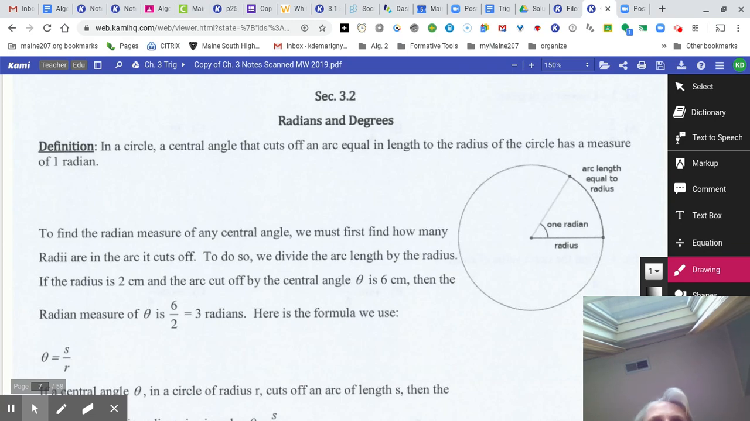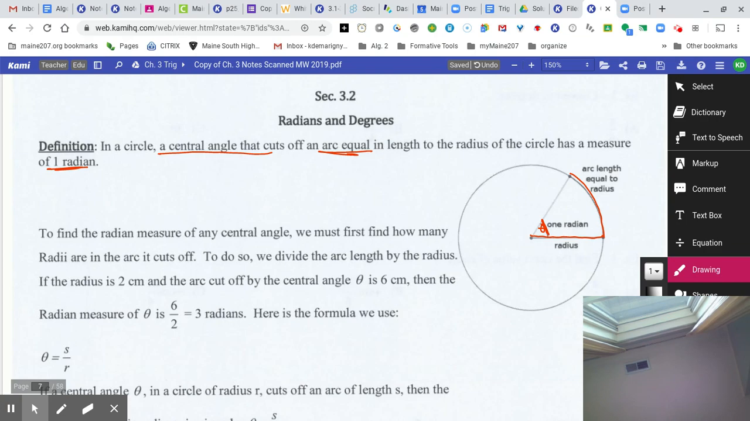In a circle, a central angle that cuts off an arc of equal length to the radius of the circle has a measure of 1 radian. In other words, this arc has to be the same as this radius, and that's going to tell me what 1 radian measure is. Now, 1 full rotation around the circle is 2 pi radians.